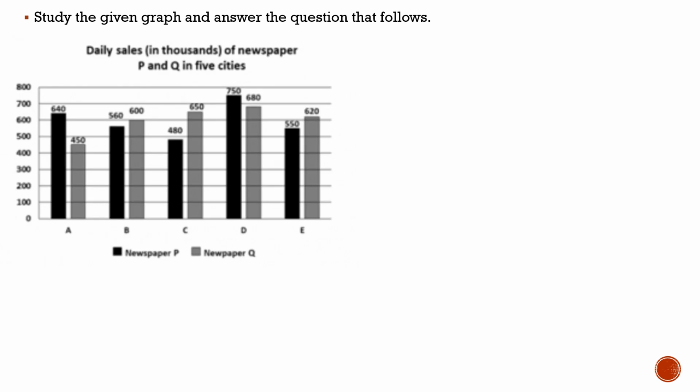First question, study the given graph and answer the question that follows. So it is an example of bar graph data interpretation. Here, daily sales of newspaper P and Q in 5 different cities A, B, C, D, E is given. Different cities are taken on x-axis and sales in 1000 is taken on y-axis. One bar represents newspaper P and the other bar represents newspaper Q. On top of each bar, the sales of that particular newspaper in different cities is mentioned.